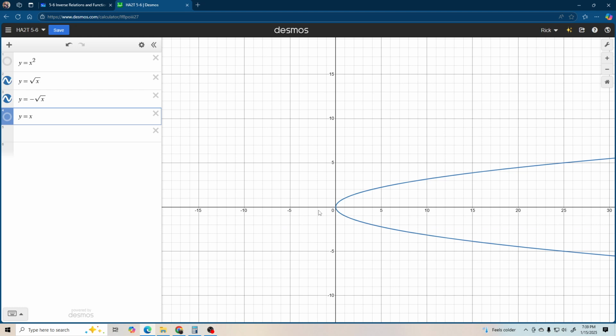So in other words, if we look at this function here, it would not pass the vertical line test, because as soon as you get past 0, all of these values have two numbers, right?